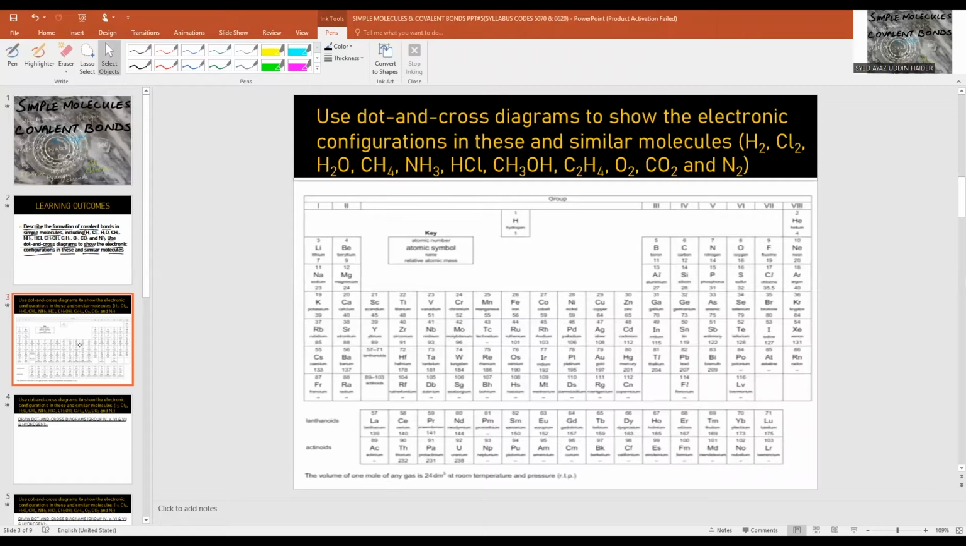Recall the valencies of non-metals. I'm writing the valencies of non-metals only so that it will help you to draw dot and cross diagrams. Starting from group 4, plus minus 4, minus 3, group 5, group 6, minus 2, group 7, minus 1. We write valencies.